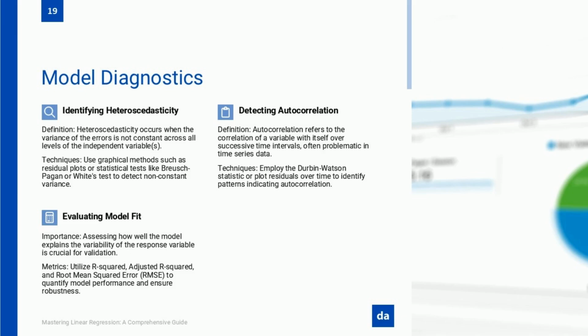To detect heteroscedasticity, we plot the residuals, the differences between actual and predicted values. If they are randomly scattered, we're in good shape. But if they form a pattern, like a funnel shape, where errors grow larger for higher values, it means our model isn't treating all predictions equally. One way to fix this is by transforming the dependent variable. For example, applying a logarithm to house prices instead of using raw values.